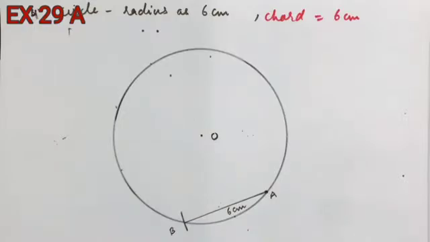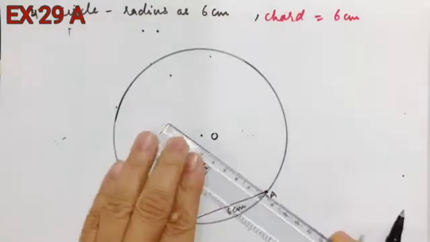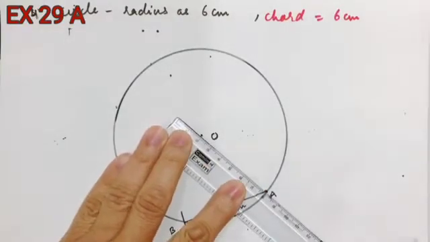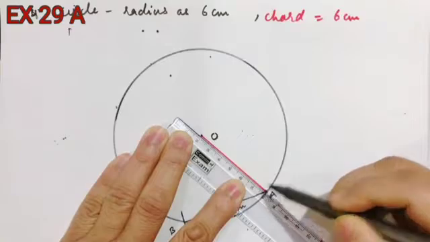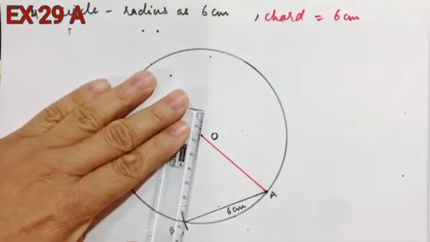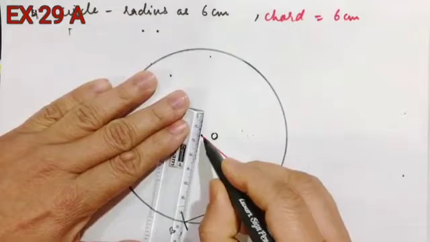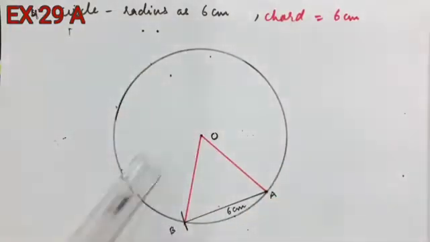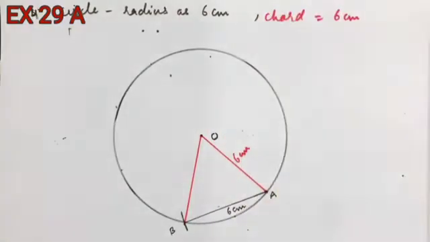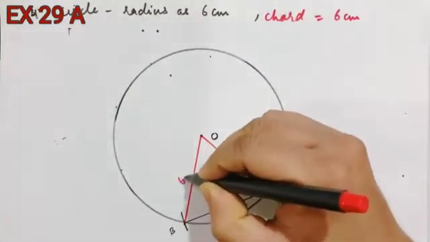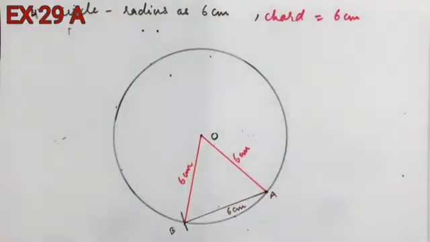Draw a circle. O is the center of the circle. This is the chord. Join OA and OB. So join OA. If they say to join OA and OB, I will be joining this with red pen. Where is our red pen? This is OA and OB. Now please can you tell me what is the length of this OA? This will be 6 centimeter because it is the radius of the circle. This one also is 6 centimeter because it is the radius of the circle.